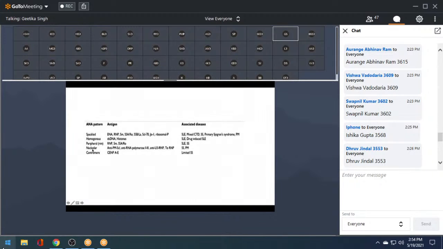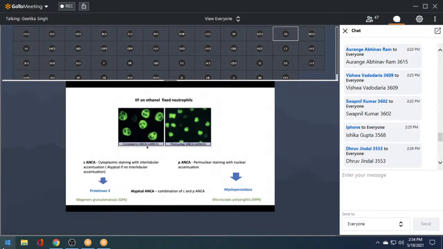Okay. So maybe the important ones for you to remember are, for example, the dsDNA. We consider dsDNA as a very specific antibody within the SLE diagnosis. So what kind of ANA pattern does it show? It shows homogeneous. Then if you look at the Smith, it can show peripheral rim. It can also show speckled. Okay. But ANA is a very important antibody which is detected by IIF.